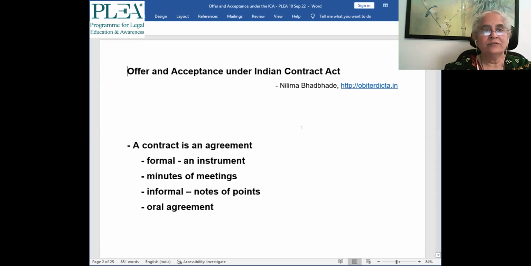Offer and acceptance under the Contract Act makes us feel that offer and acceptance is the only mode of making contracts under Indian law. If we ask a question, how do you make a contract? And the usual answer is, well, there's an offer and there's an acceptance. I wouldn't agree to it fully.